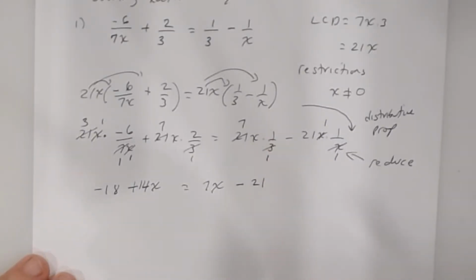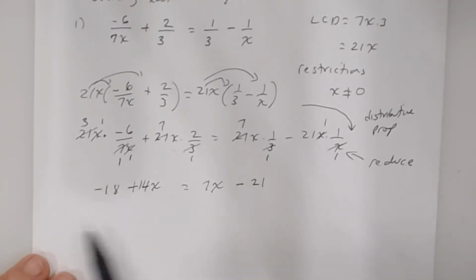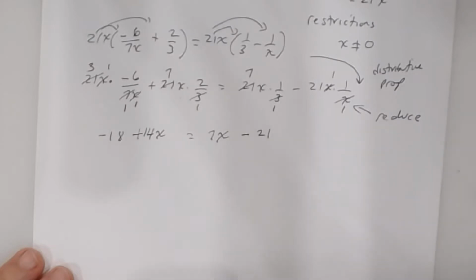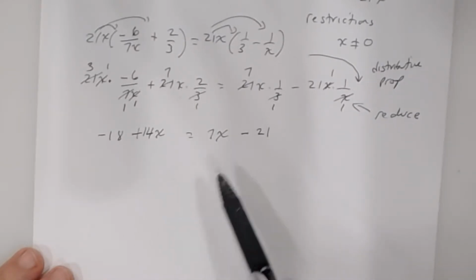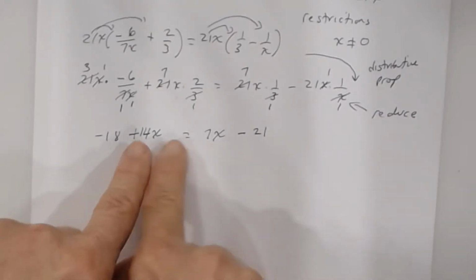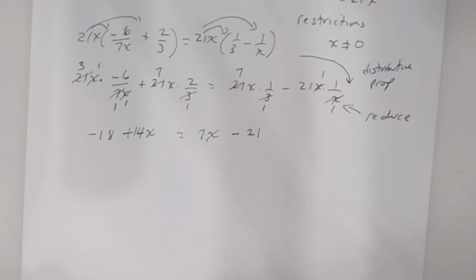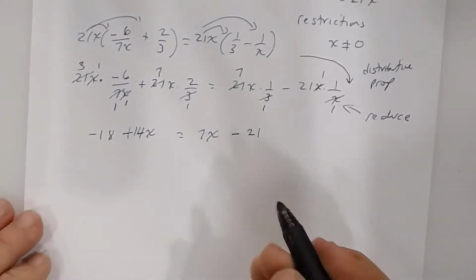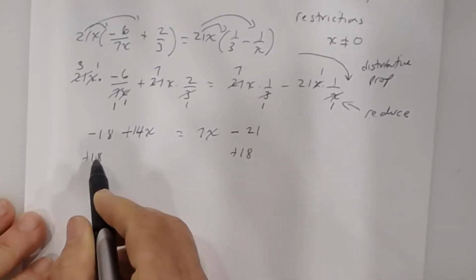Now notice, though, all those equations are equivalent. So remember, equivalent equations have the same what? Solution. All right. Now, remember, when solving a linear equation, you're going to bring all the variables to one side, constant to the other. So tell me what you want to do first. Add 18 to both sides, okay. And then combine like terms.